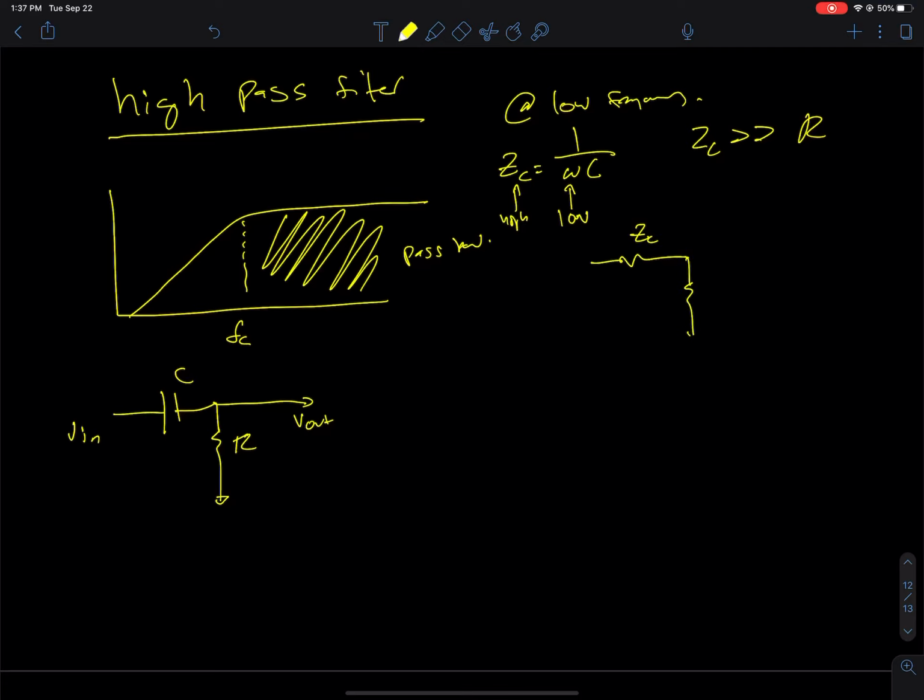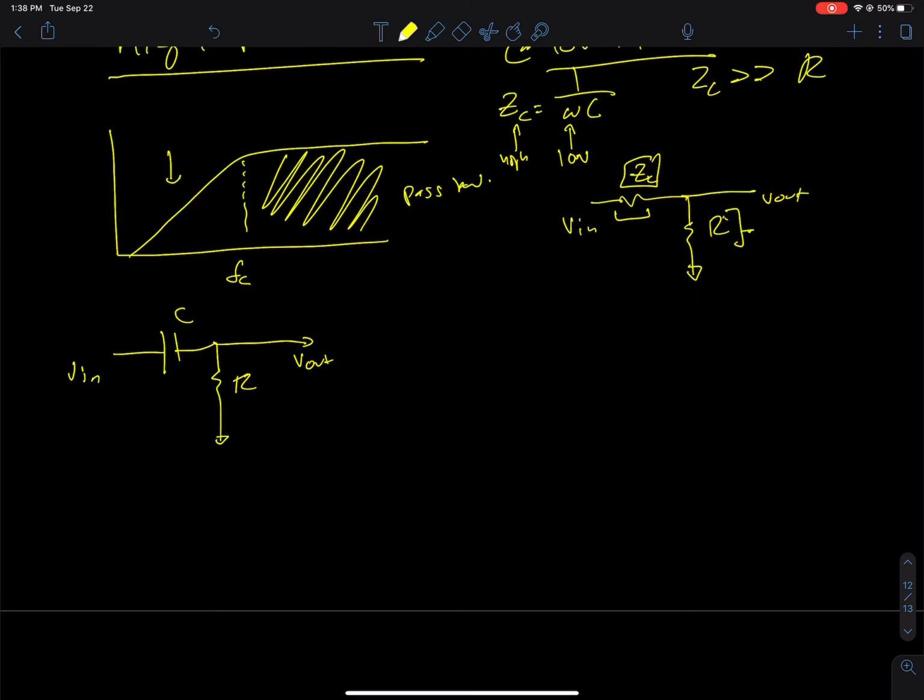If we think of the circuit like this, V in, V out, ZC is a lot greater than R, so most of the V in drop will occur across ZC, and very little of the voltage drop will occur across R. So therefore, at low frequency, we have the attenuation occurring, which is evident right there.